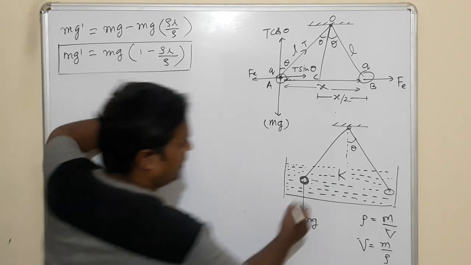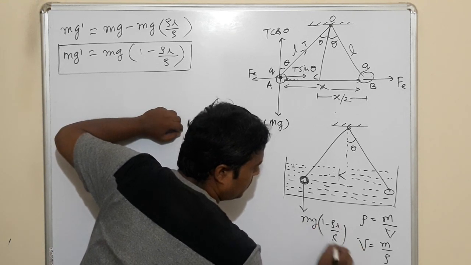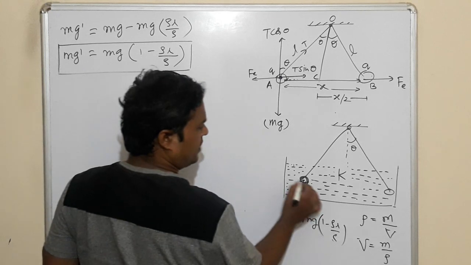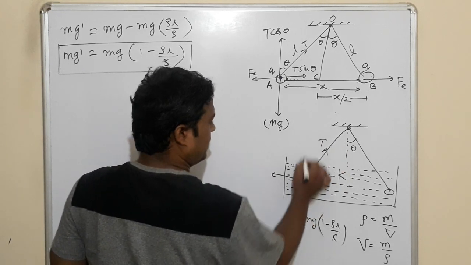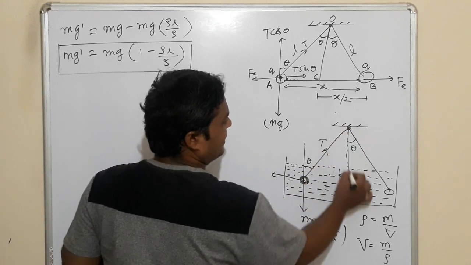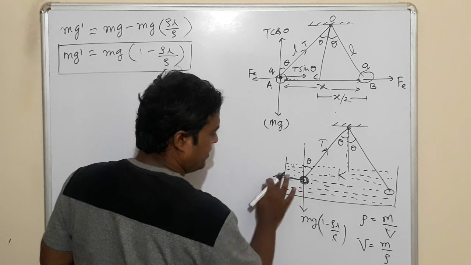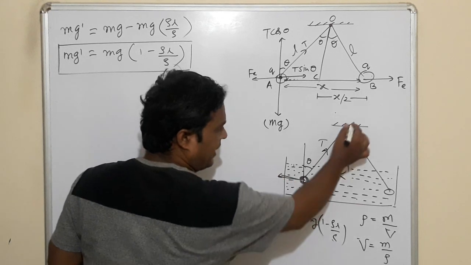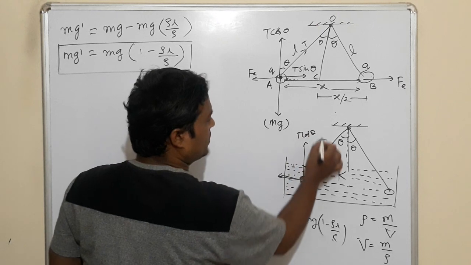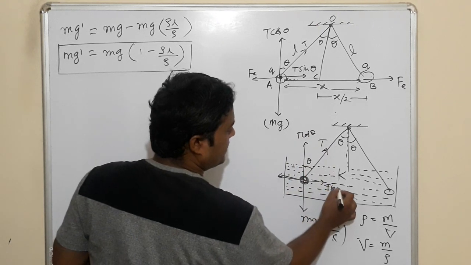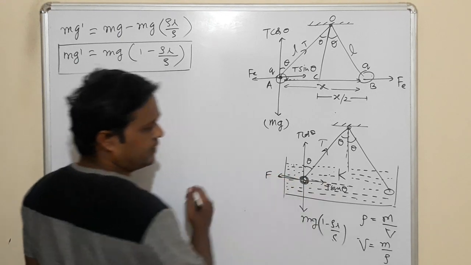See, what is the weight now? Mg into 1 minus rho L by rho. Other things will remain constant. This will be tension T. This is again the angle, and this angle also will not change much. If this angle remains the same, then I can write all the equations. This will be T cos theta, this will be T sin theta, this will be F, like this.